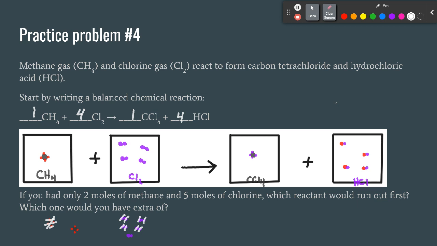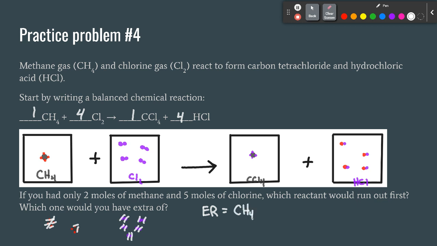Then we can do that again. 1 red circle, 1 purple circle. 1 red circle, 1 purple circle. But I'm out of purple circles now, and I still have 2 red circles and a black circle. So which is left behind? What do I have excess of? You would say your excess reactant, or your ER, is going to be your CH4.